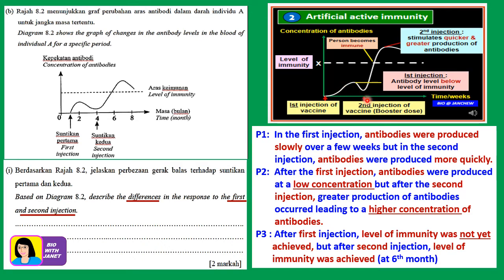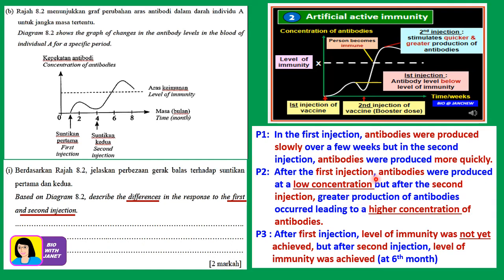So this shows that after the second injection, the antibodies were produced more quickly than the first injection, because in the second injection, the lymphocytes have already been exposed to the pathogen once, during the first injection. So they are able to produce antibodies more quickly, because they have already been exposed to the antigens earlier, in the first injection.